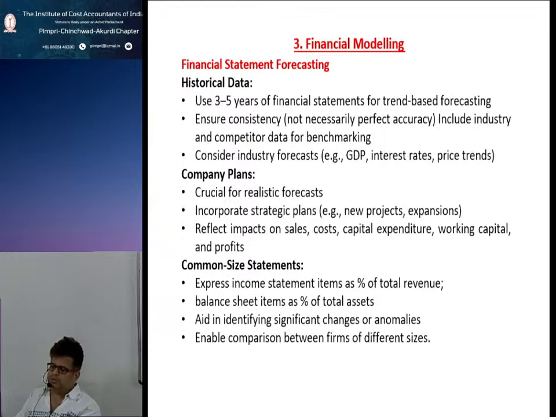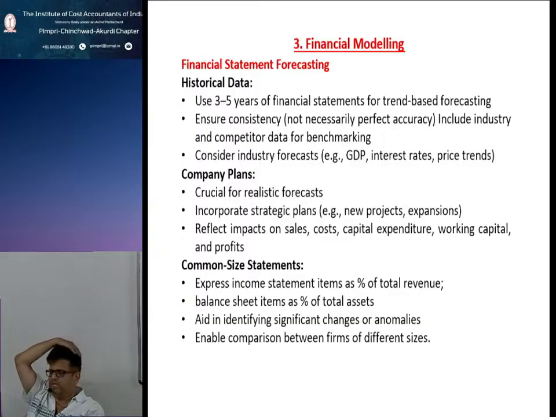Company plans are very crucial for a realistic forecast, and therefore the creator of the model should know what the plans of the business of that particular organization are. It should incorporate all the strategic plans, for example new projects, expansions, while preparing the financial forecasting. And it should reflect the impact of various strategic plans on sales, cost, capital expenditure, working capital, and profits also.